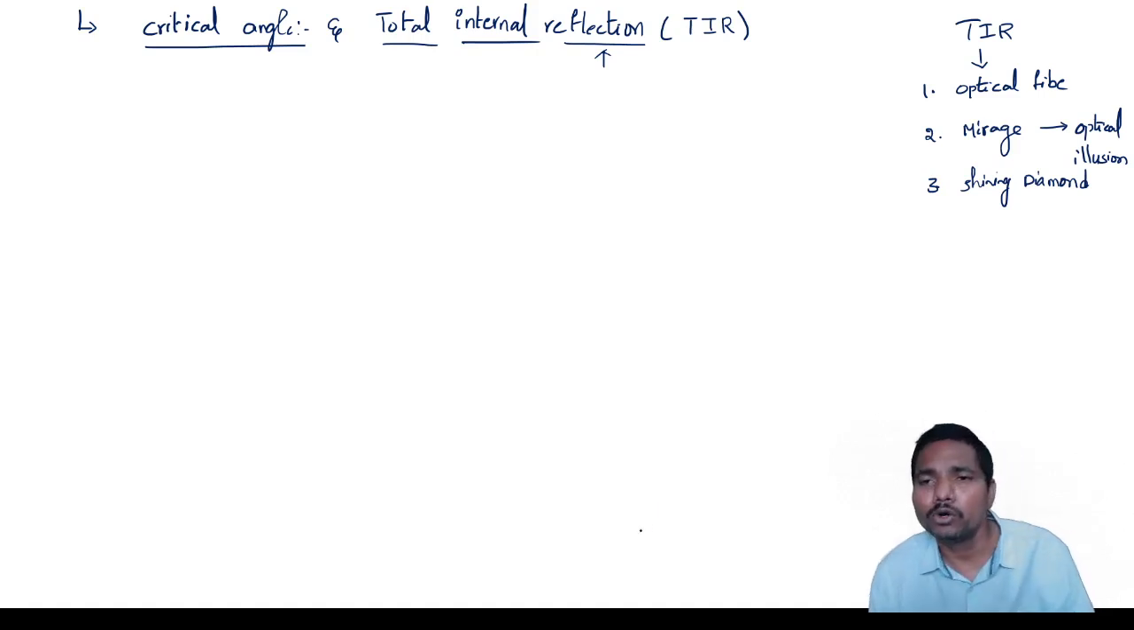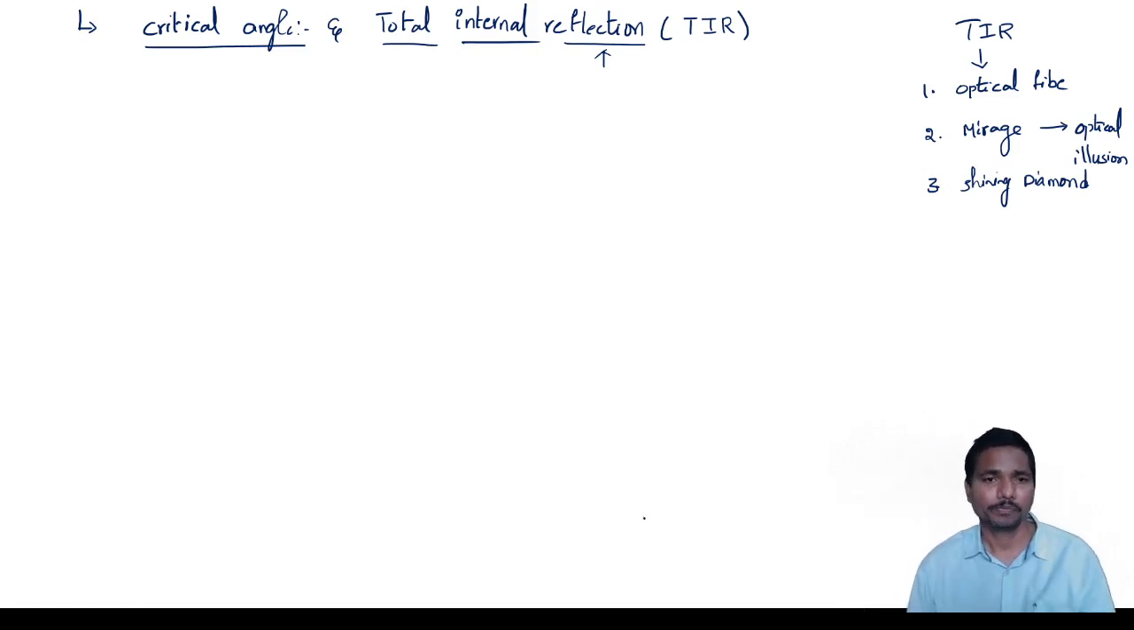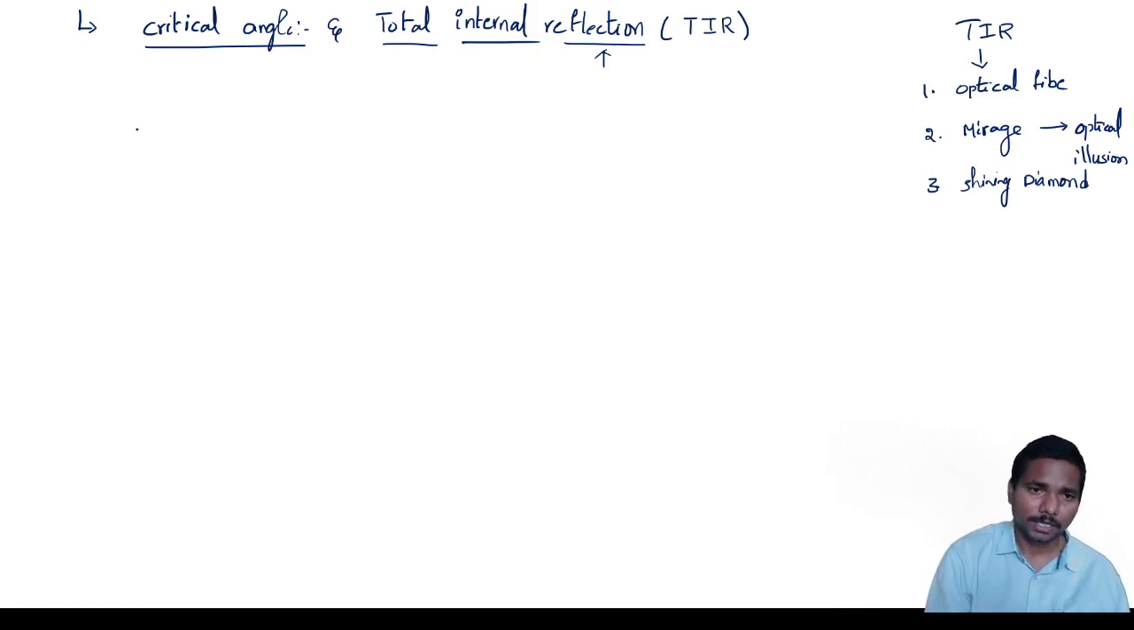In the rainbow, the main cause is dispersion and also a little bit of total internal reflection. So now we are going to discuss what this critical angle and total internal reflection are, in brief.